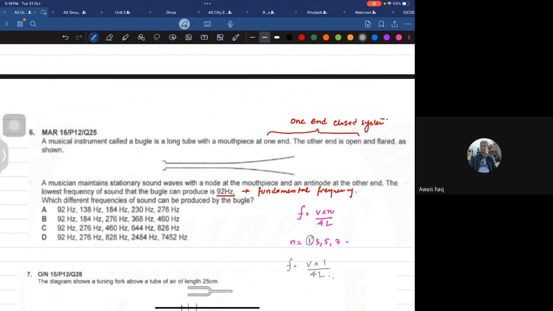Now think about it this way. You have this formula, and we know the frequency at the fundamental is given as 92 hertz. So we get 92 equals V upon 4L. Now, if I want to find the next frequencies, what do I need to do? I need to do V times N over 4L. V over 4L is 92, so it is 92 times N. So every time I put a value of N in this, I'm going to get the next frequency. The next frequency will be at N equals 3. So 92 times 3 is going to be what?